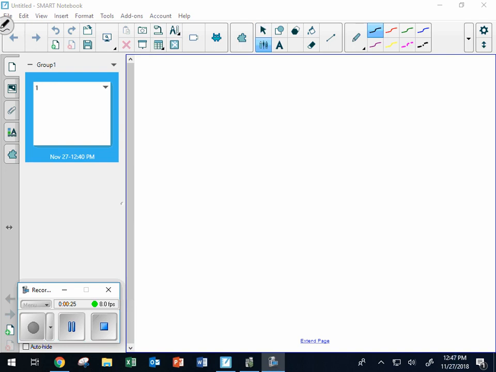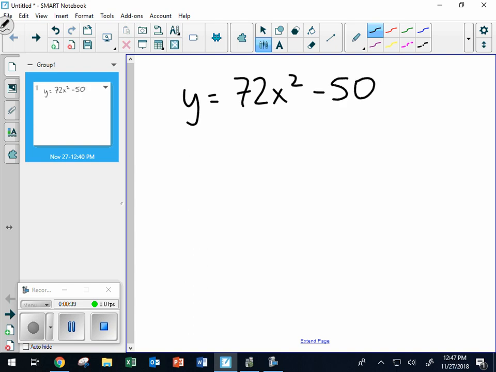So the first thing that I would like to look at is I'm going to give you a general form, and I would like you to get it into factored form. So if this is the general form, how could you get this into factored form? I will give you a few moments to try and get this into factored form while I pause the recording.